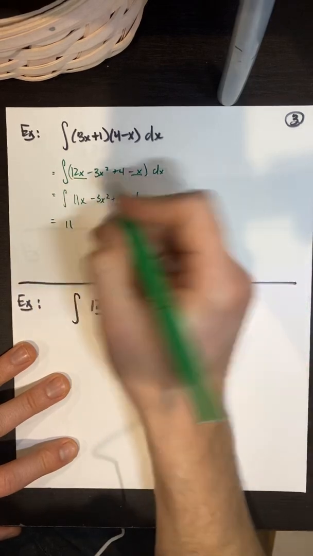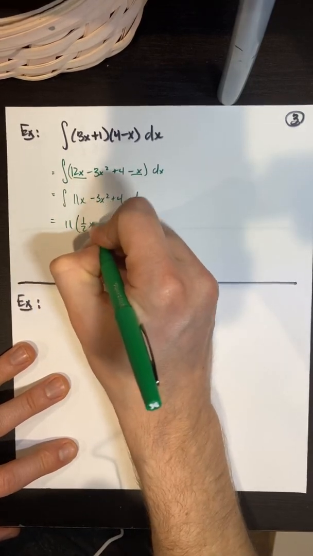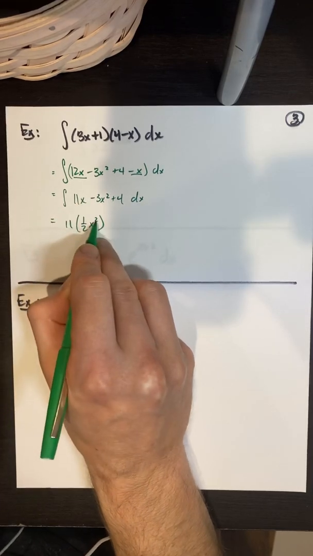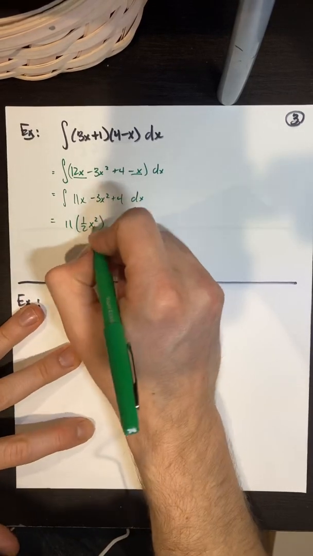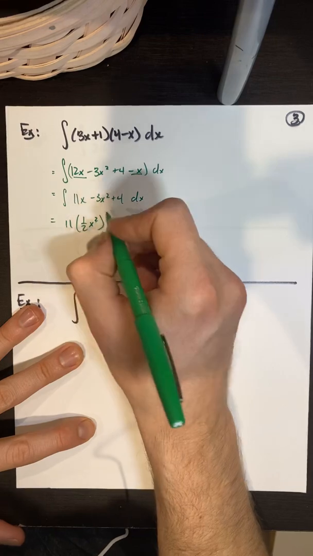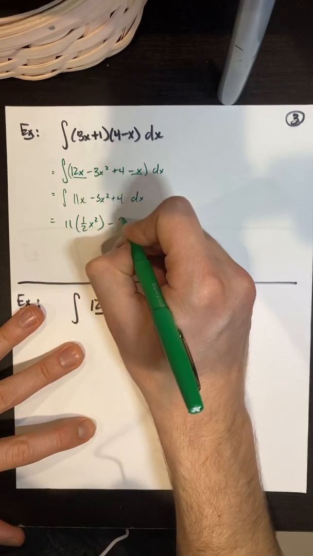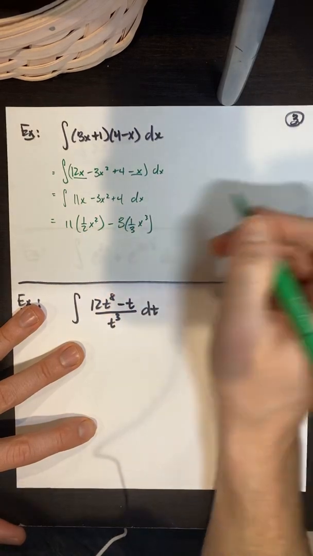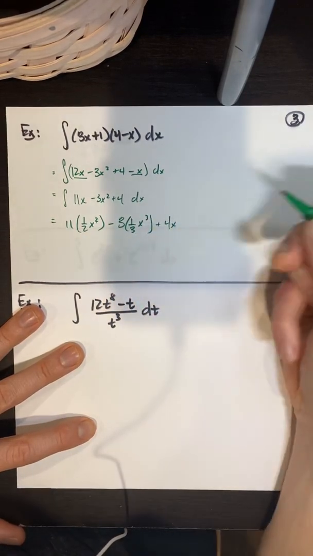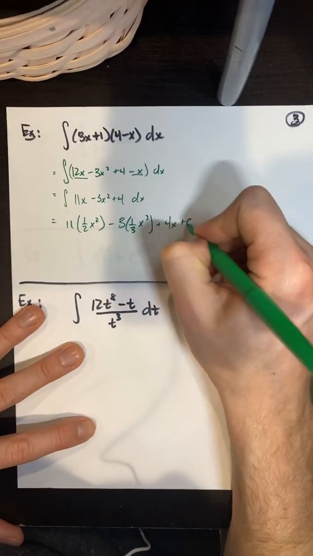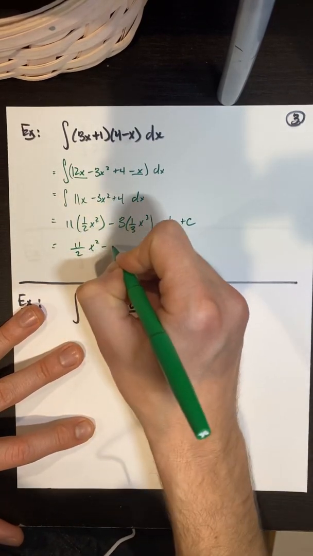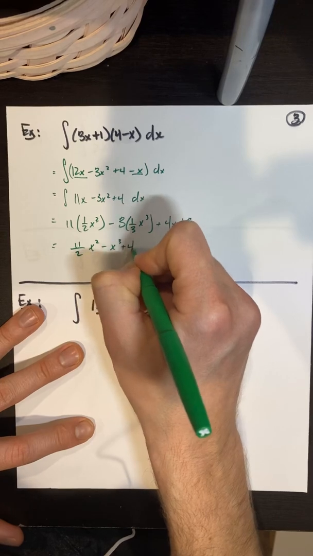So here, keep the 11 by itself, add 1 to the exponent and divide by that number. Here it's x to the 1, so I'm going to add 1 to get 2 in the exponent and then divide by 2. Here that would be x cubed, divide by 3, and then the antiderivative of 4 is 4x, and then my plus c. Simplifying a little bit, we get 11 over 2 x squared minus x cubed plus 4x plus c.